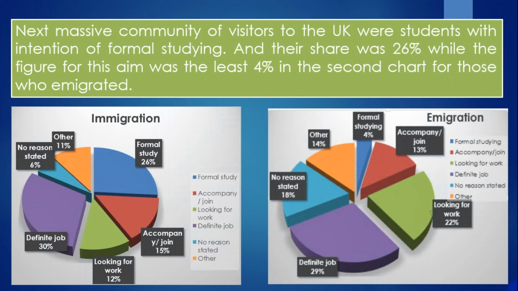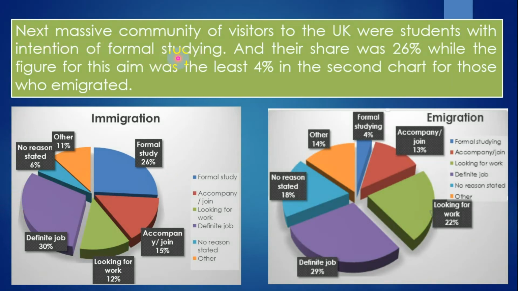Next massive community of visitors to the UK were students with intention of formal studying, and their share was 26%, while the figure for this aim was the least, 4%, in the second chart for those who emigrated. The word next shows the change of the idea, and it is referring to formal studying.